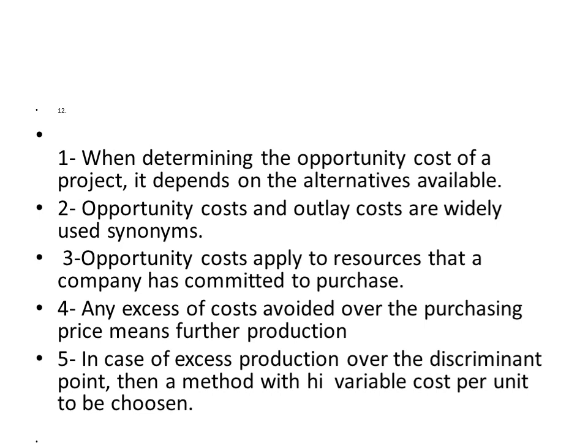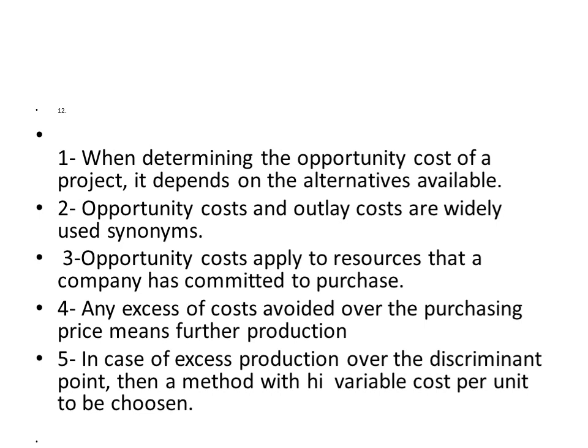Number 4, any excess of costs avoided over the purchasing price means further production. Here, according to the rule, if the avoidable costs exceed the purchasing price, then in this case we have to stop production and purchase. But the sentence here means the opposite, that if any unavoidable excess over the purchasing price, we have to continue. No, it is false. Number 4 is false.